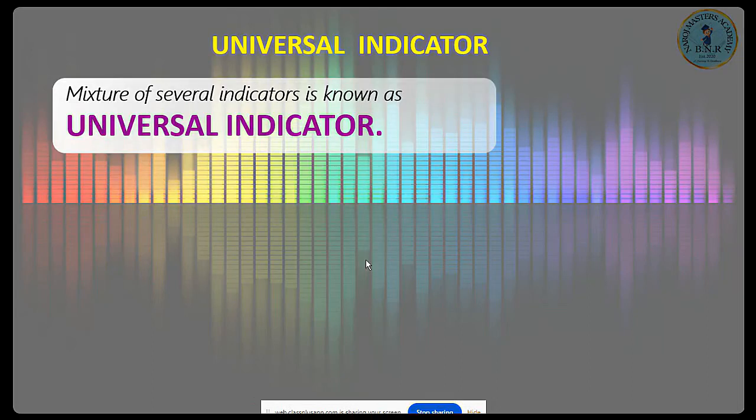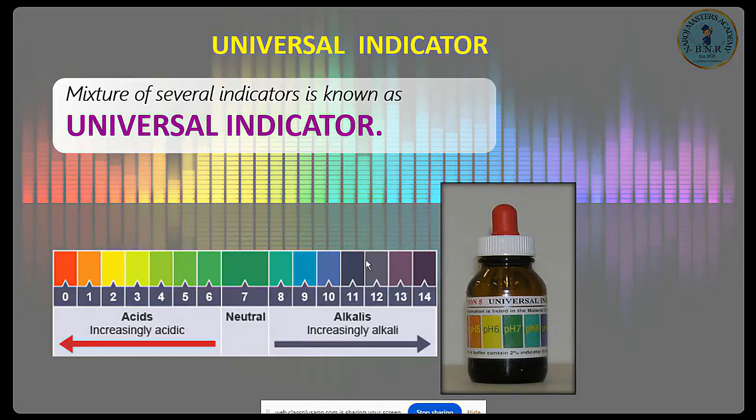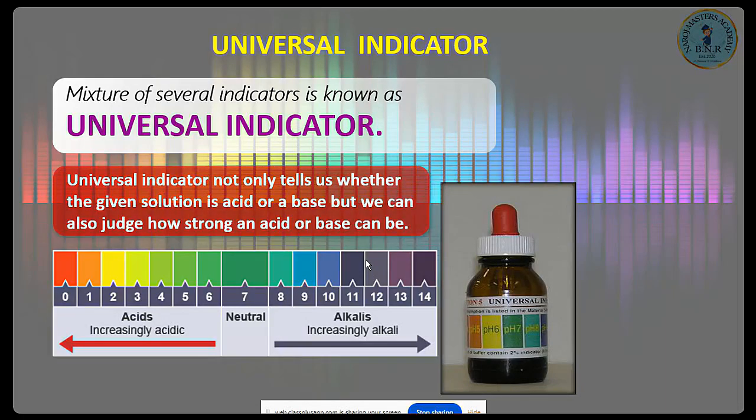A mixture of several indicators is known as universal indicator. So basically, in universal indicator, you can see that we have different types of colors. Universal indicator not only tells us whether the given solution is acid or base, but we can also judge how strong an acid or base can be.